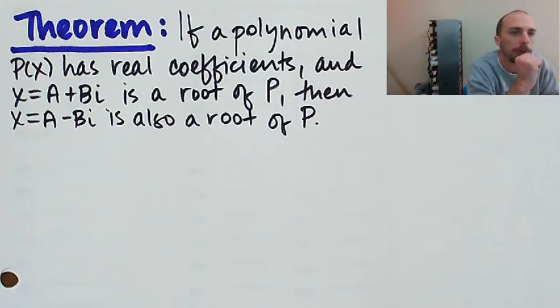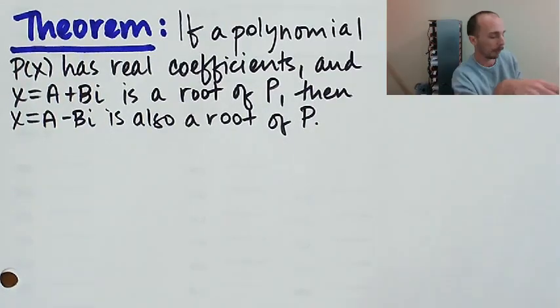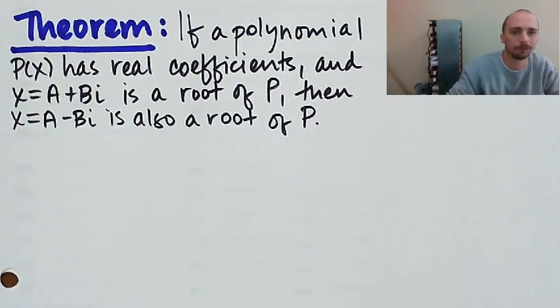The complex conjugates theorem says that if you've got a polynomial that has real coefficients, and you've got one complex root that you know of, you've got another one as well. So if a plus bi is a root of a polynomial with real coefficients, then x equals a minus bi has to also be a root of that same polynomial. So I'm going to just work a quick example for you.